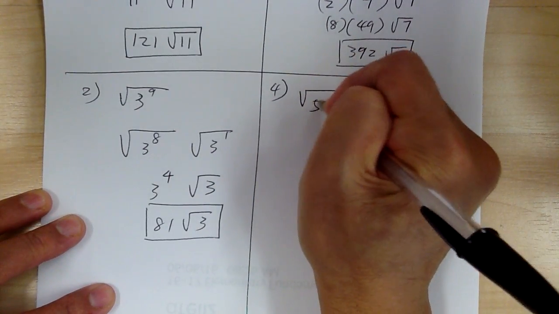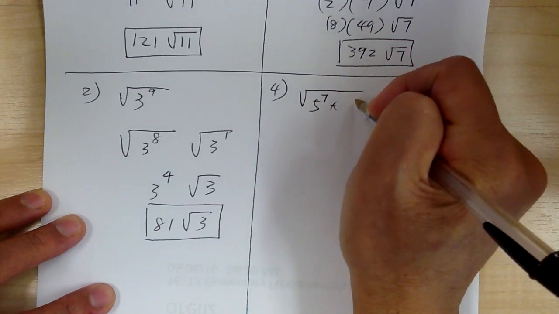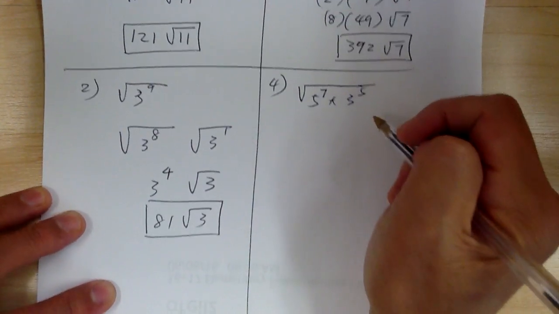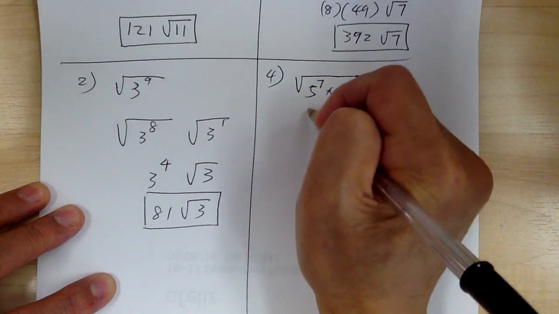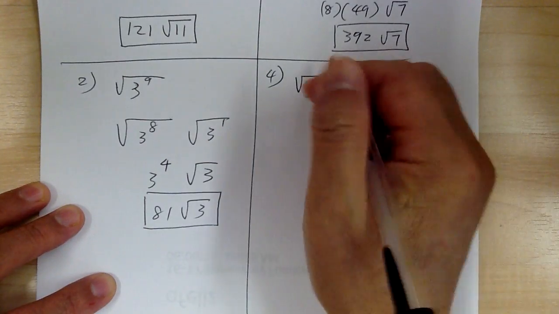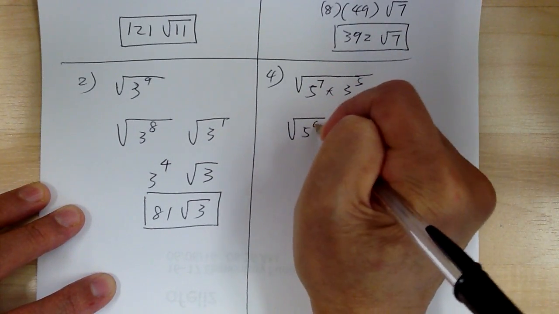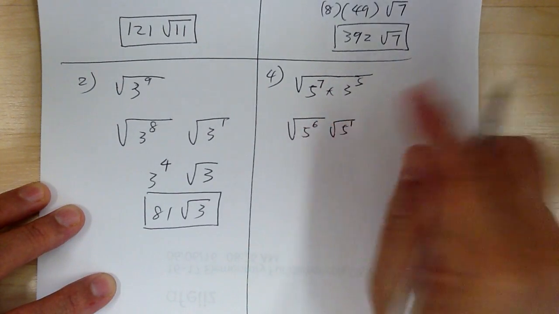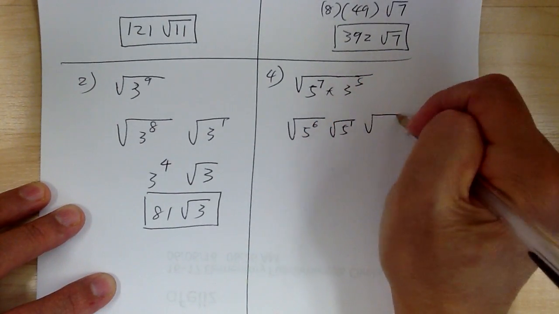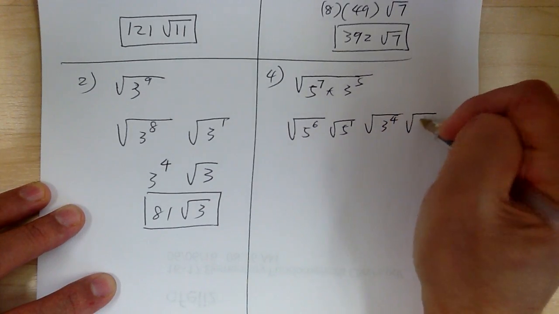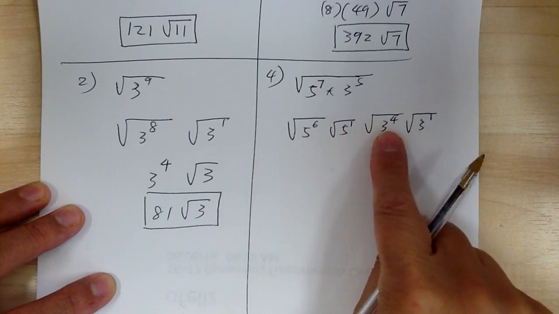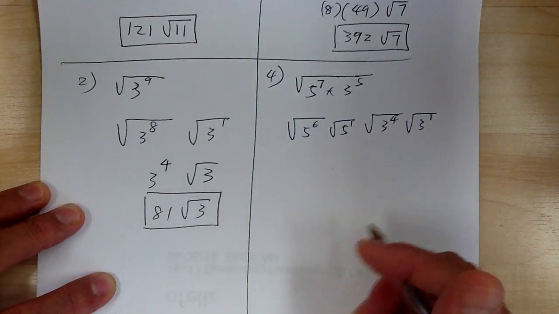Square root of 5 to the 7 times 3 to the 5. Okay, so again, let's separate into a good part and a junk part. This one, both are bad. So you've got to make 5 to the 7 into 5 to the 6 and 5 to the 1. Right? 7 makes into 6 and 1. Now the 5, you need to make into 3 to the 4 and 3 to the 1. Right? So you can separate into good part and a junk part. Now that's going to simplify.